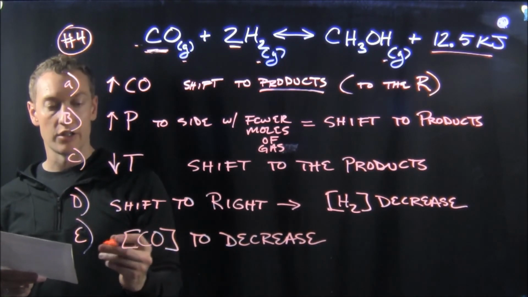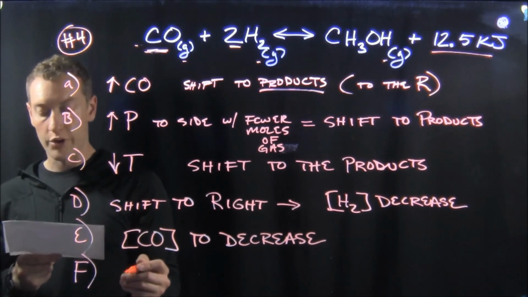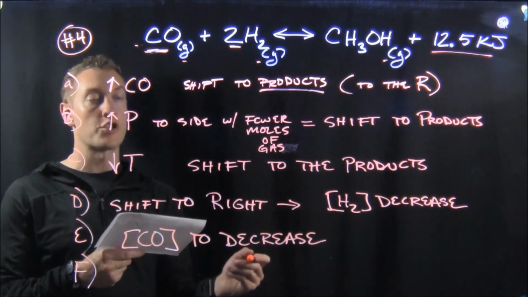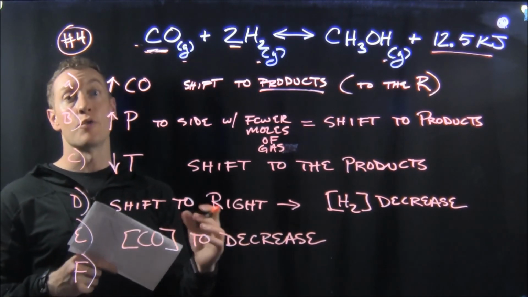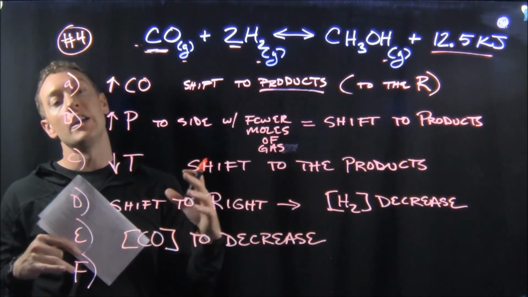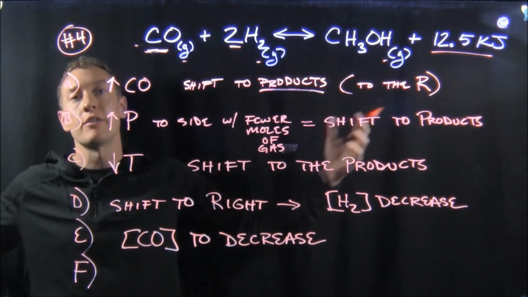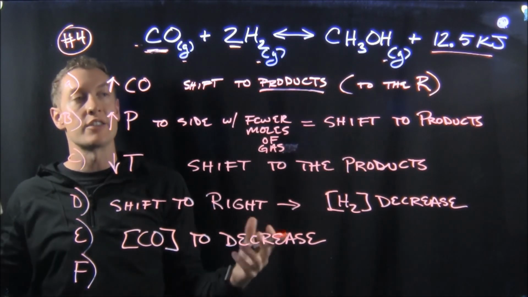And lastly, we have question F. How will the concentration of hydrogen change if pressure is decreased? So if we decrease pressure, now that they can take up as much room as they want, it'll shift towards the side with more moles of gas because they can expand out. They can take up as much space as they wish.